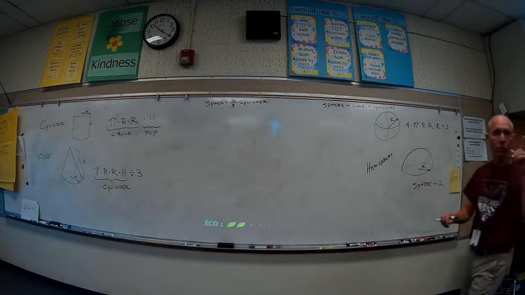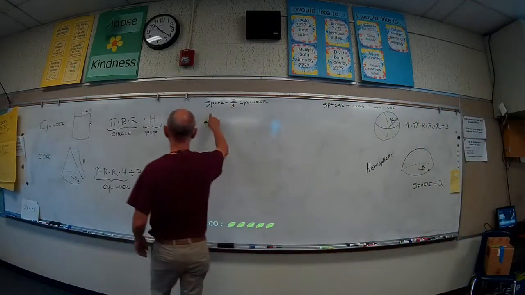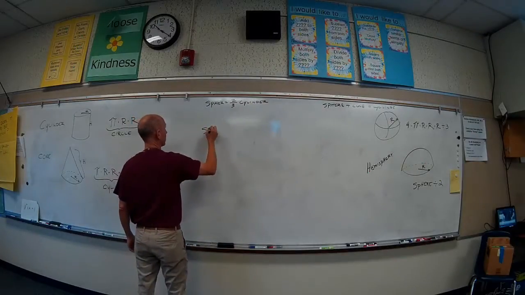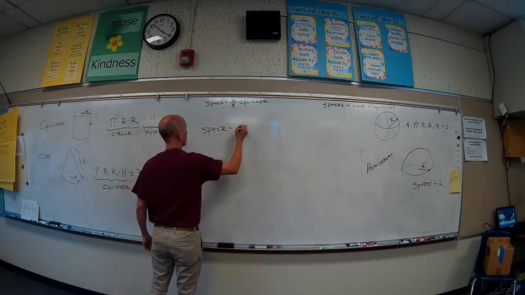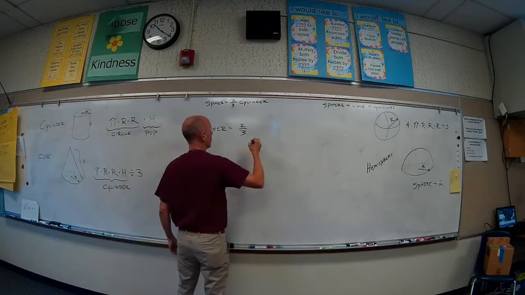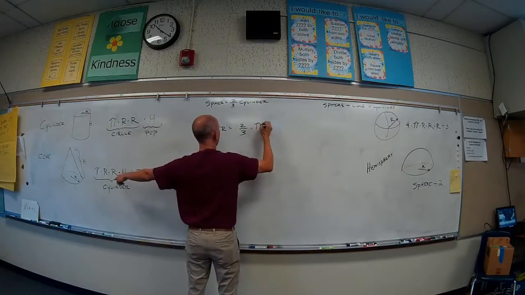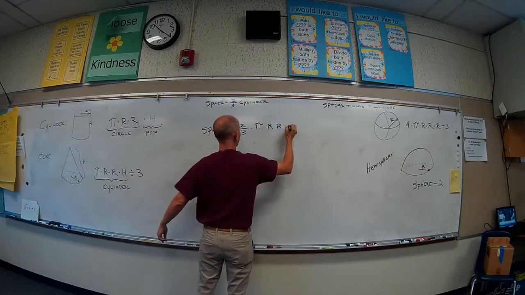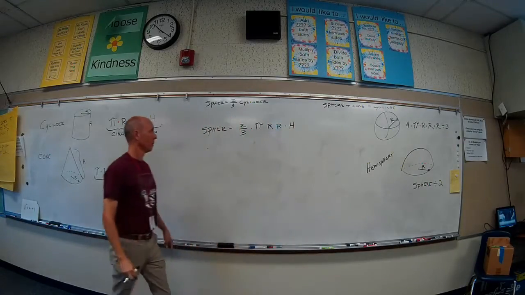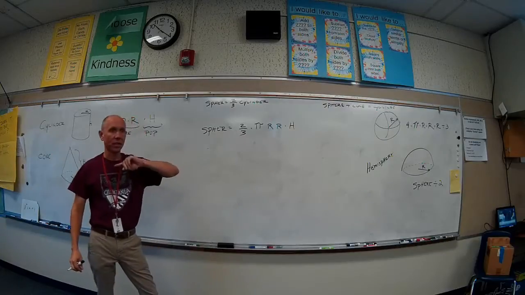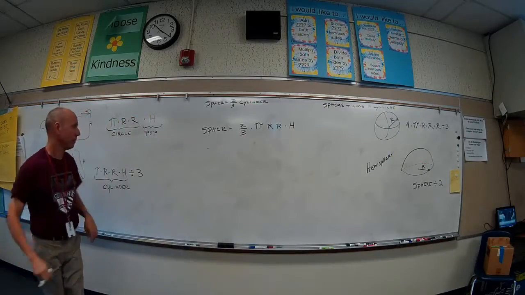The sphere equals 2/3 of a cylinder, correct? Yeah. What's the equation for a cylinder? Cylinder is pi r squared times height. Okay. 2/3 of that. Now here's the deal.